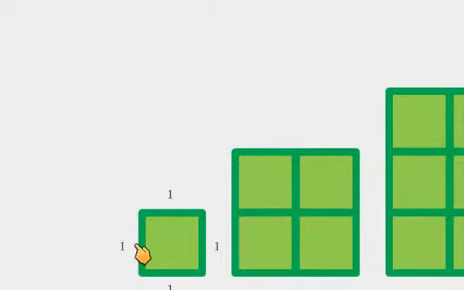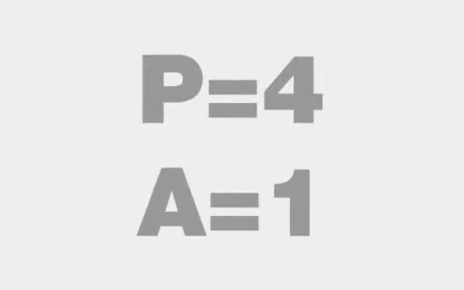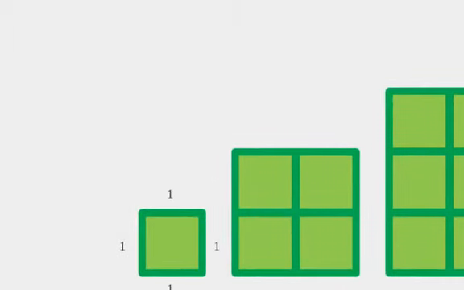Notice here we've got 1, 1, and 1. That's the dimensions of this one. So the perimeter there would be 4, right? And the area would simply be 1. The perimeter would be 4 because there's 4 ones, and then the area would just be 1 times 1.